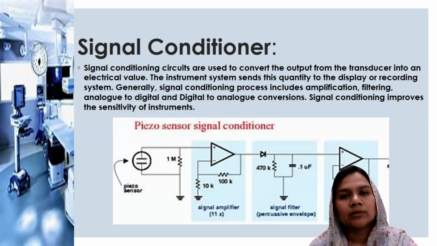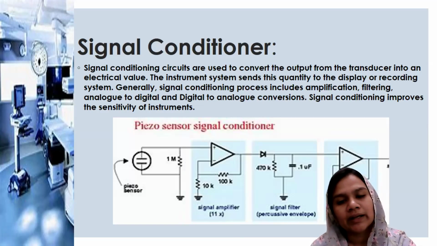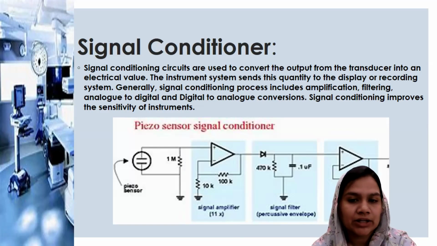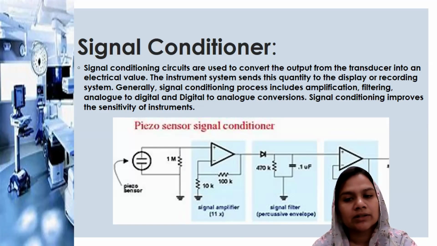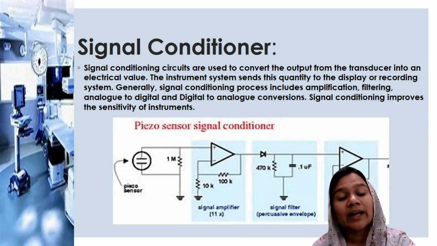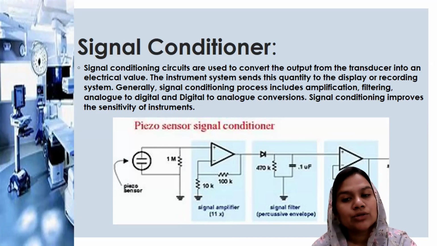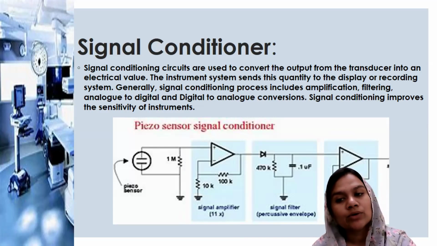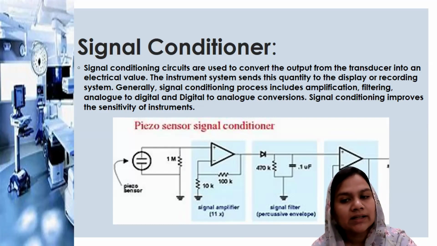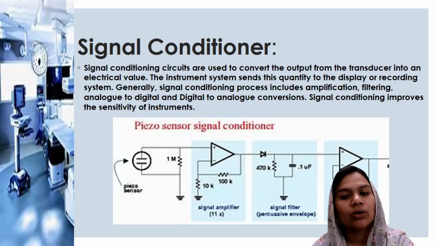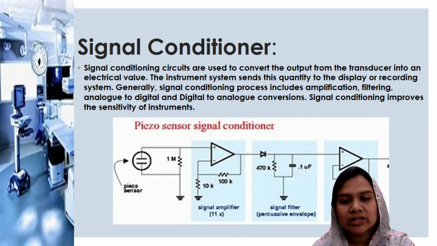How are these signals converted into electrical signals? This is done by the signal conditioner. The signal conditioner is a circuit used to convert the output of the transducer into electrical values, and the instrument system sends these to the display or recording systems. Generally, signal conditioning includes amplification, filtering, and analog to digital or digital to analog conversion, and signal conditioning improves the sensitivity of the instrument.